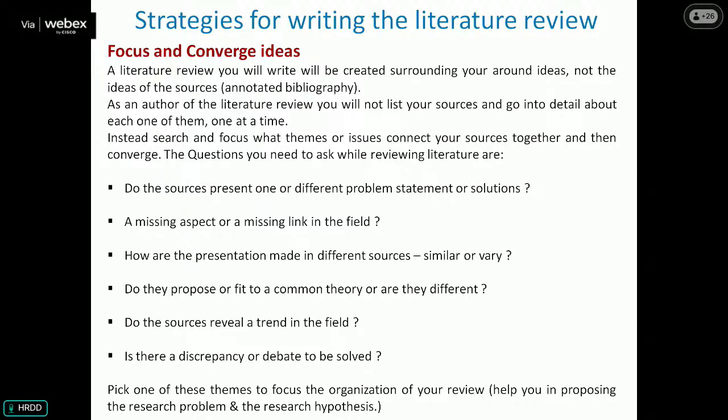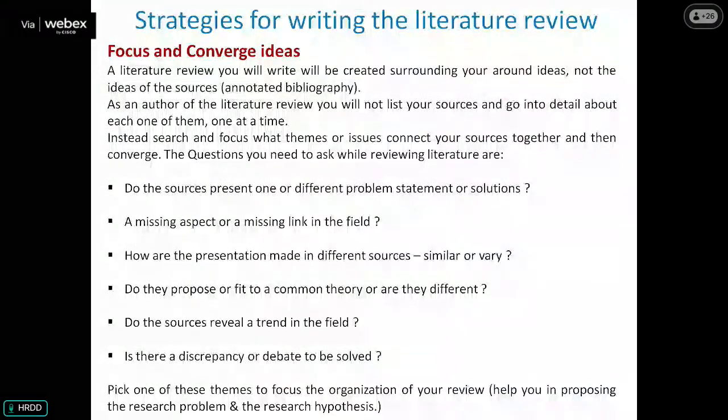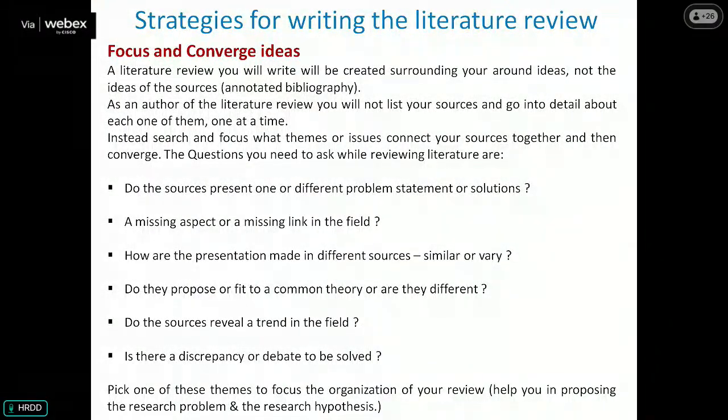Is there a discrepancy or a debate to be solved? As I told you, okay, there is a controversial subject, then you have to say, hey, there is a controversy that exists. That much is okay. Don't try to solve the controversy. That you can solve by working, not in the review article. But there exists a controversial thing, discrepancies in the results. Pick one of these themes to focus the organization of the review. It will help you in proposing the research problem and research hypothesis.